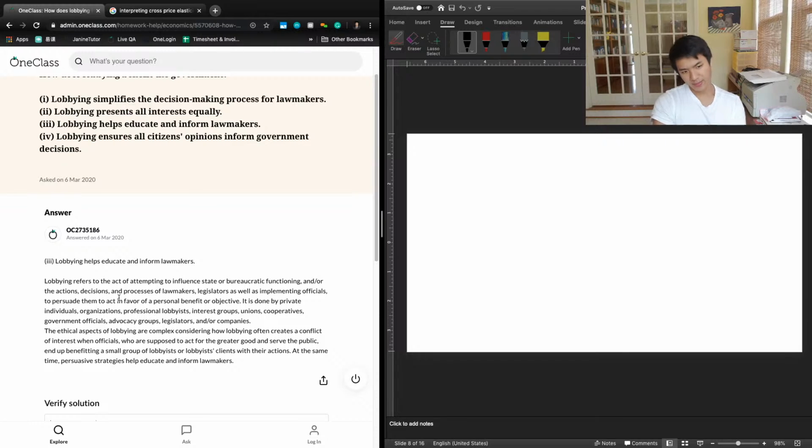The ethical aspects of lobbying are complex, considering how lobbying often creates a conflict of interest when officials who are supposed to act for the greater good and serve the public end up benefiting a small group of lobbyists or lobbyist clients with their actions. At the same time, persuasive strategies help educate and inform lawmakers.